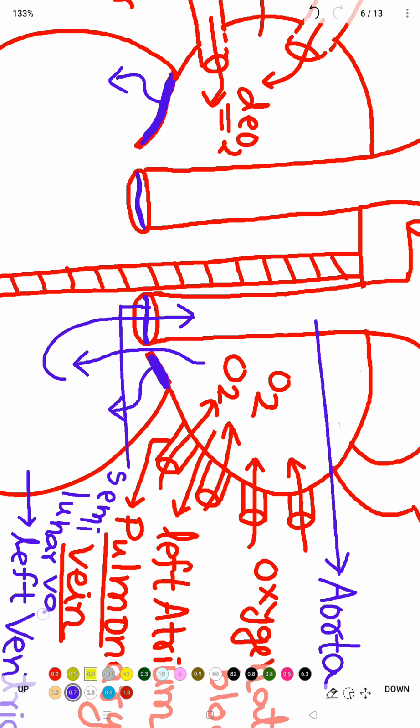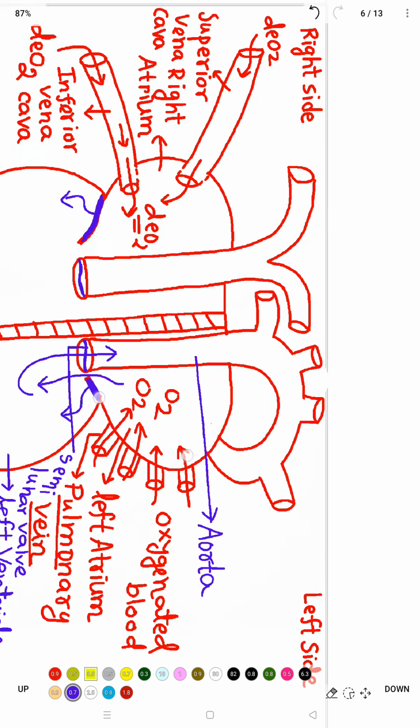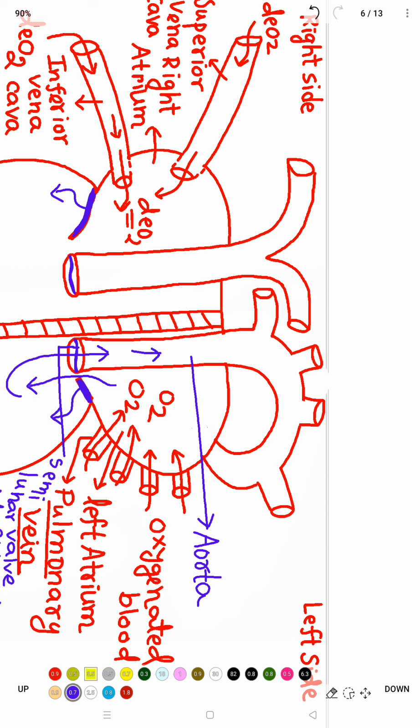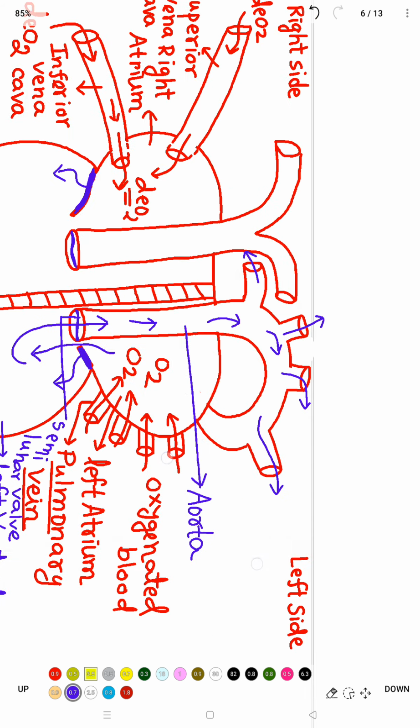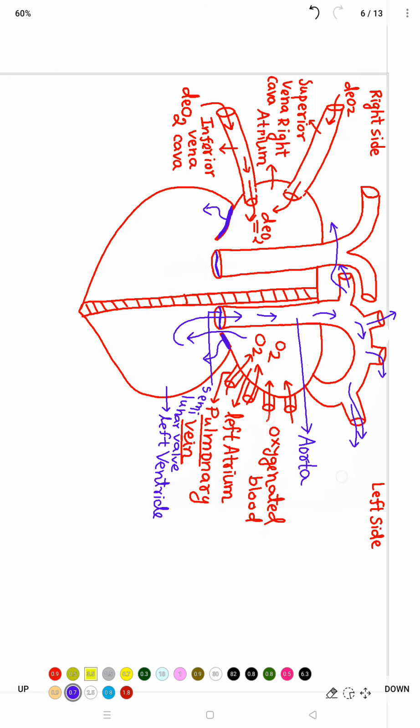Okay. Now oxygenated blood goes inside the aorta and sends the oxygenated blood towards brain, towards left and right hand. These blood vessels send the blood, oxygenated blood, towards the right hand, and this towards the left hand.